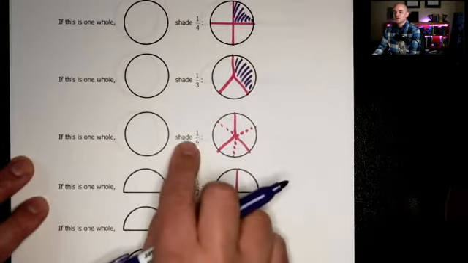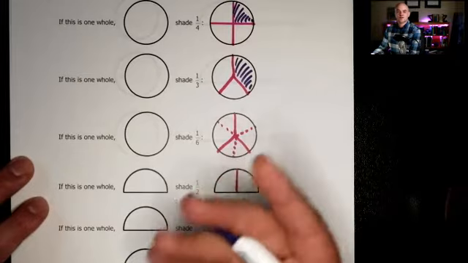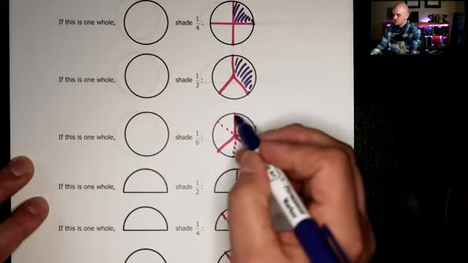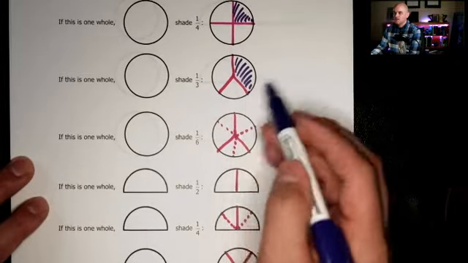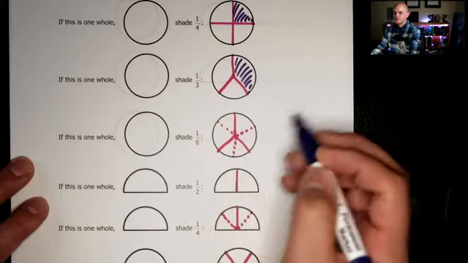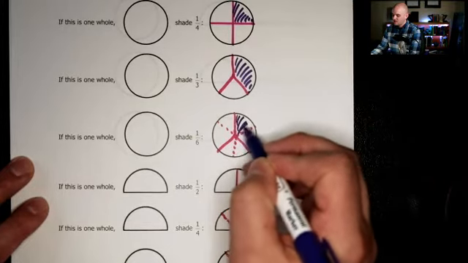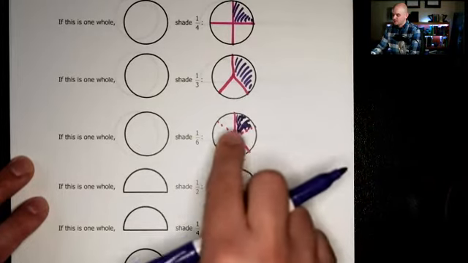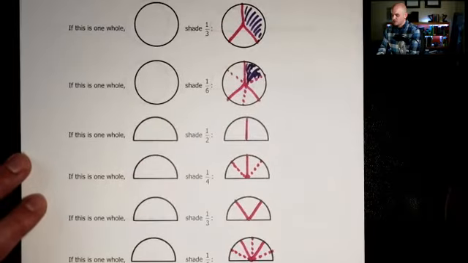If this is 1 whole, what is 1/6? So 1/6 is 1/2 of 1/3. So I've got my third still marked out like I did above, but now I'm going to cut each one of those pizza slices in half, and that is 1/6 shaded. It doesn't really matter which one you shade, just only shade one.